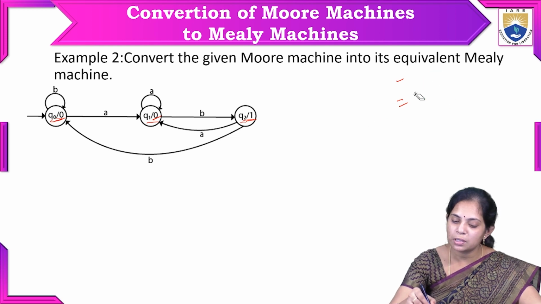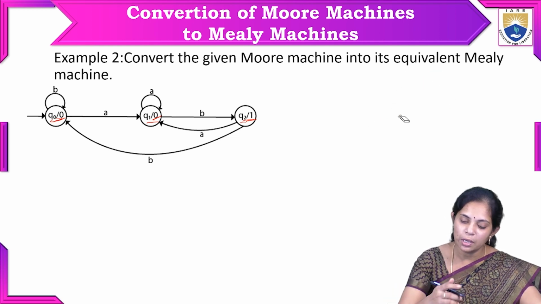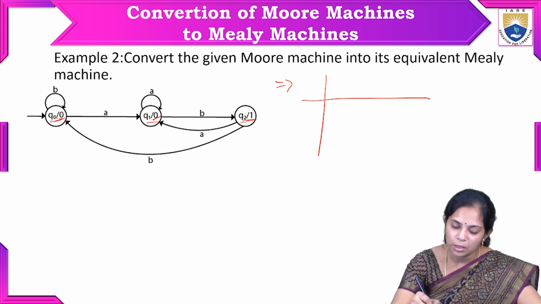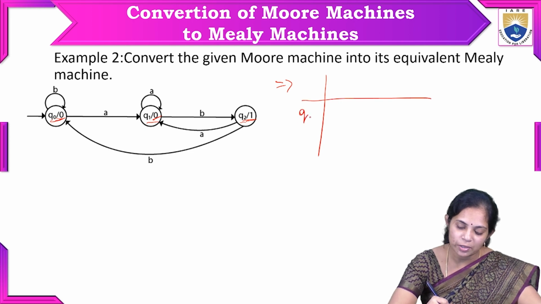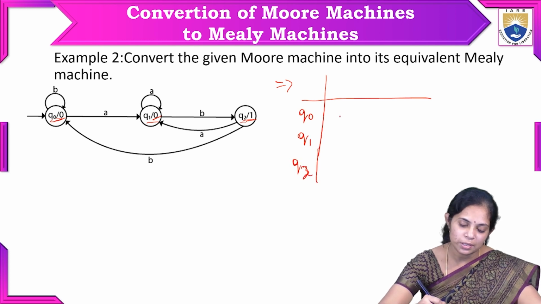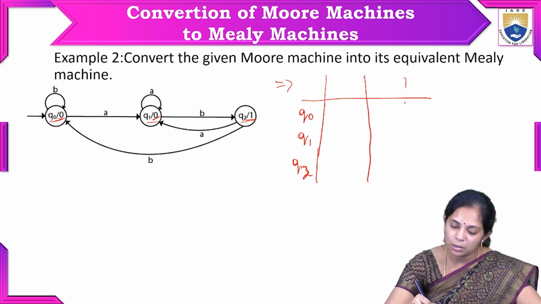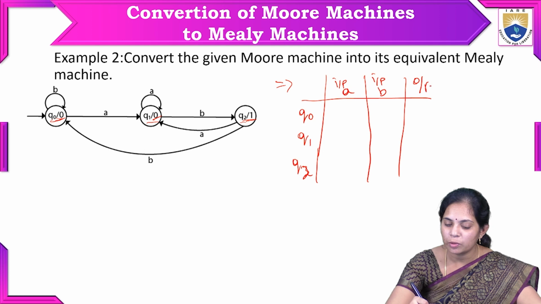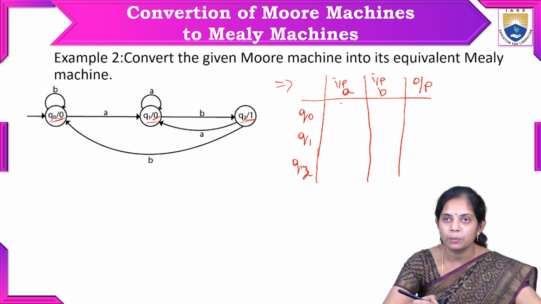So what is the first step for this one? We have to convert it to a transition table for the Moore machine. The Moore machine transition table has the state names. So how many states are there? 3 states are there. So for this one we have to construct 3 states, and take the input symbols. How many input symbols are there? A, B. And what is the output symbol we will get by seeing the input symbols?